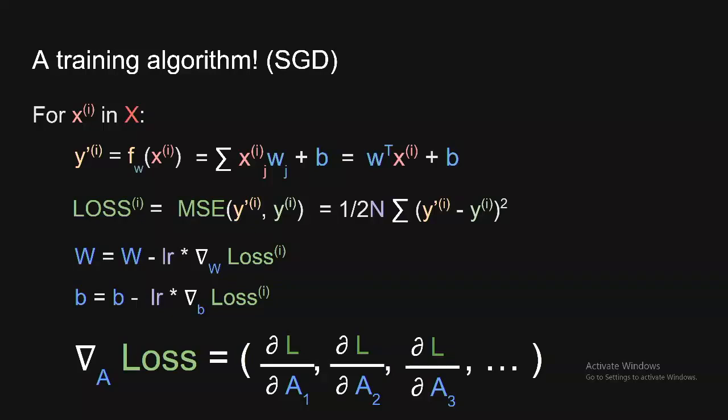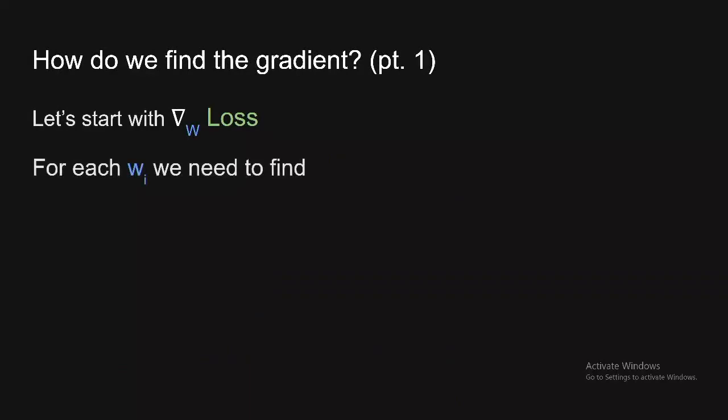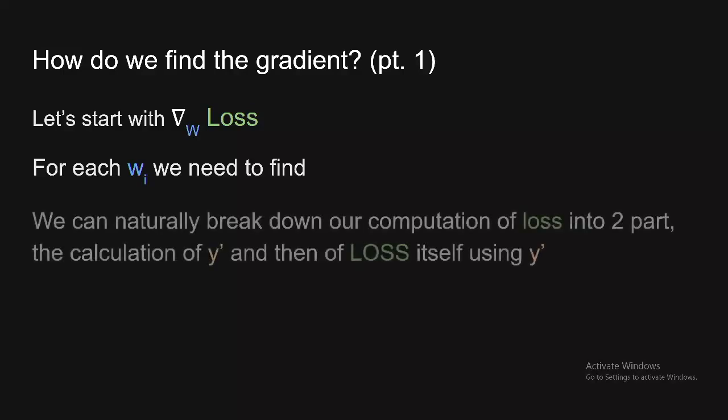Any questions on this? The algorithm? Cool. So how do we find the gradient? First up, let's find the gradient. Let's start with this. So for each w_i, we need to find, okay, I guess I didn't finish writing that. Anyway, essentially for each loss, we need to calculate first the prediction, and then we need to take the prediction, compare it to the real value, and then we get the loss itself. So we do those two things, and what we find is that we can naturally break it down that way. First predict, then calculate the loss.